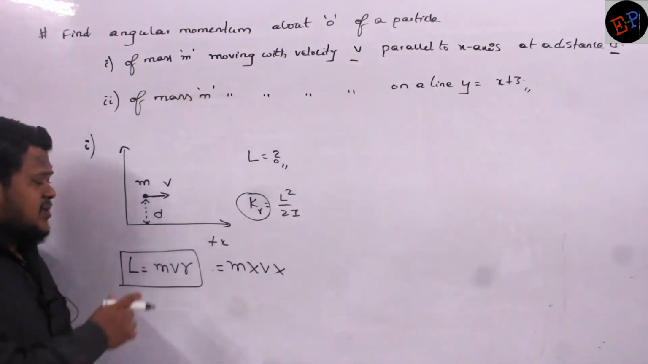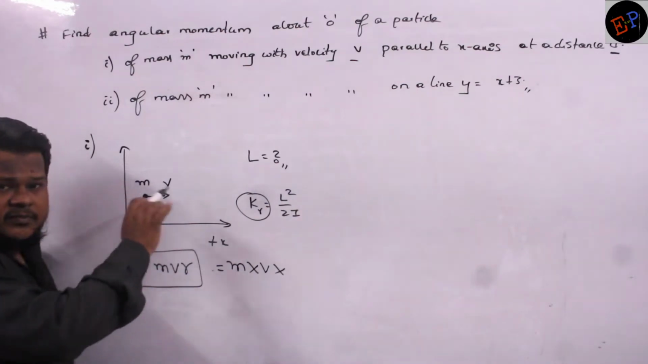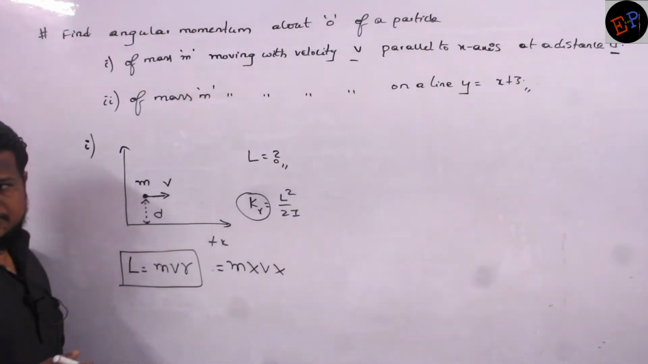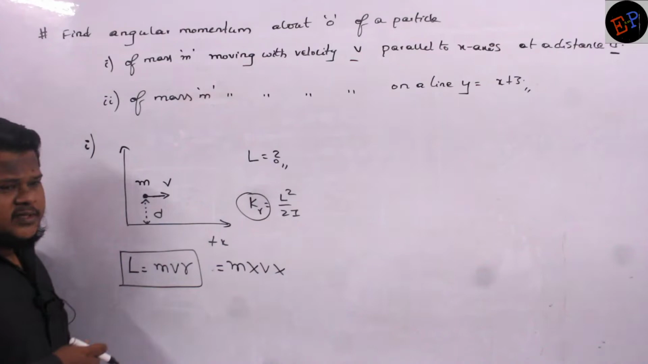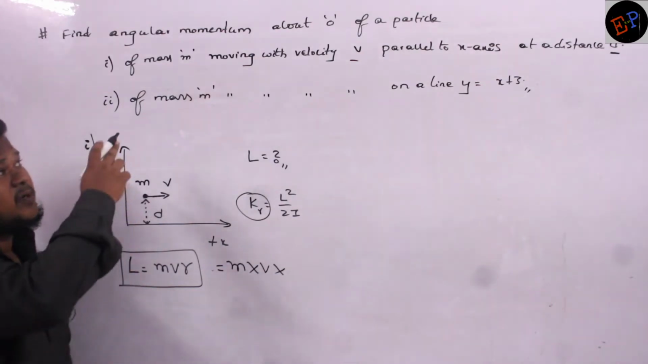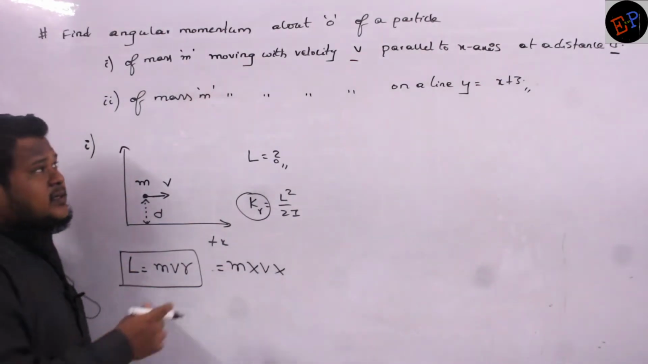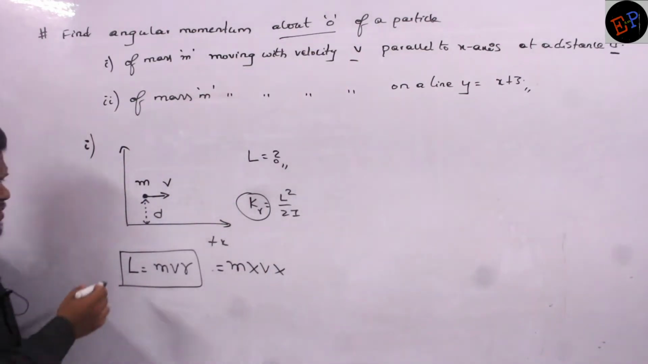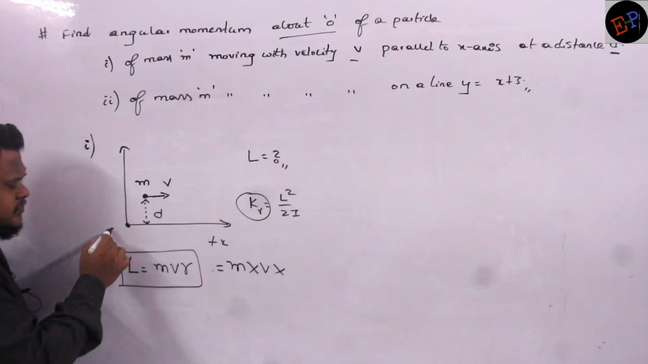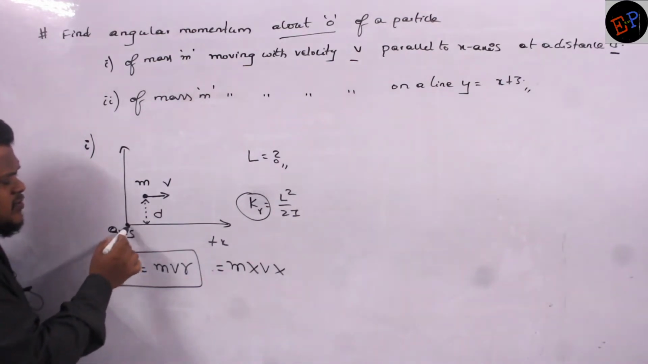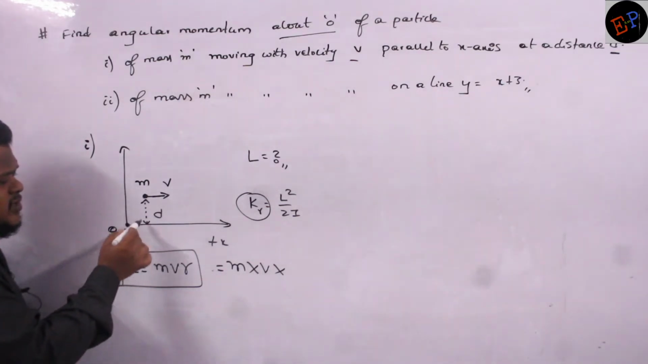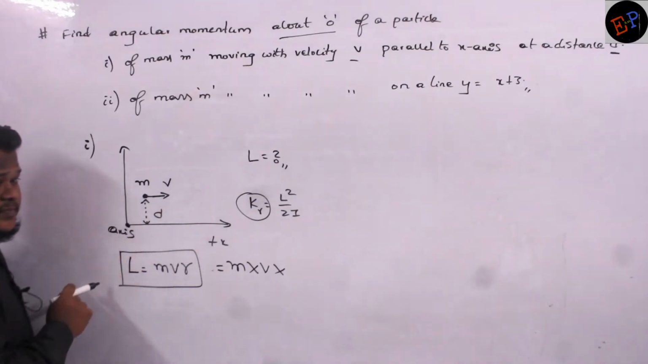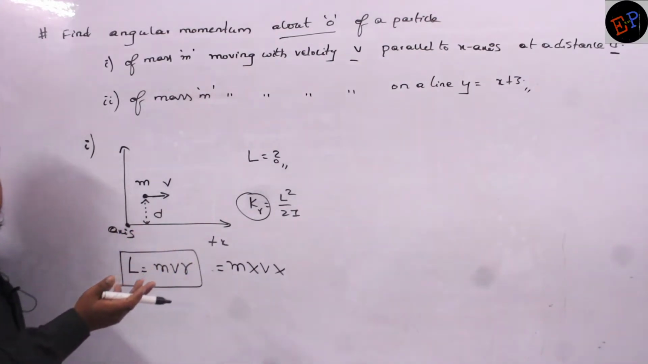Perpendicular distance. See, to define angular momentum, there should be some axis of rotation, no? What is the axis of rotation? About which point is he asking? He is asking about a point O, no? Are you able to understand? It means this is my axis of rotation. So from this axis of rotation, what is the perpendicular distance? Perpendicular distance is d only.